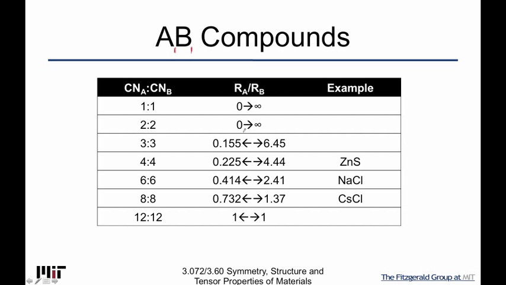Still no restriction, because they could all be in a line. Of course, once we need to have 3 on each side, so B has to be coordinated 3 and A has to be coordinated 3, we already gave that example to you before in another lecture, where now RA over RB has to be between 0.155 and 6.45. So a pretty wide window, but nonetheless, not everything is going to be able to have that.